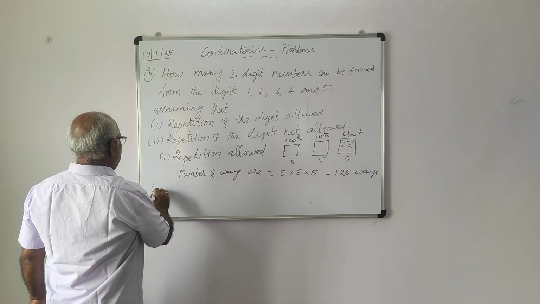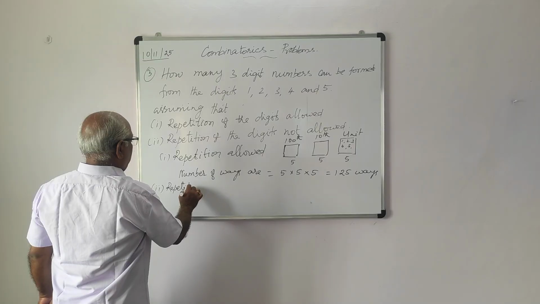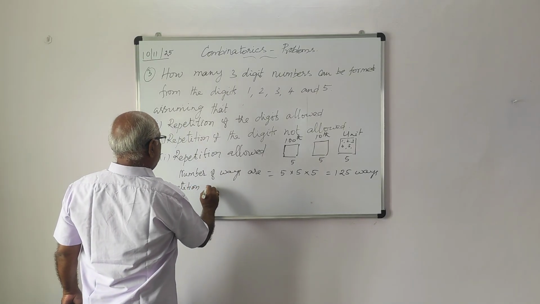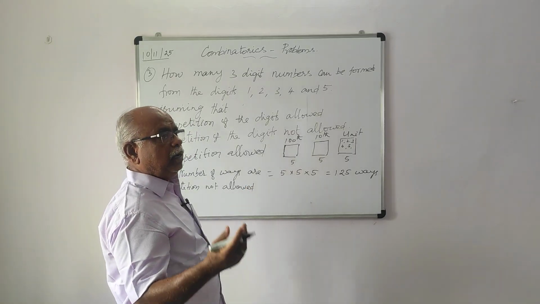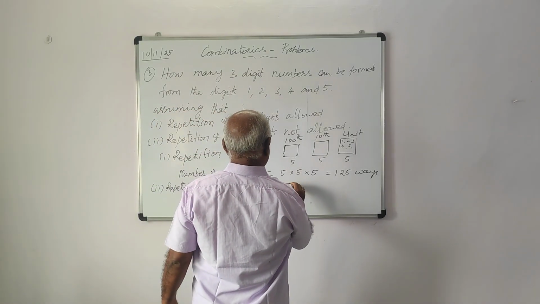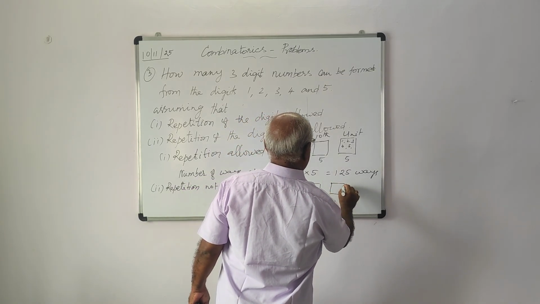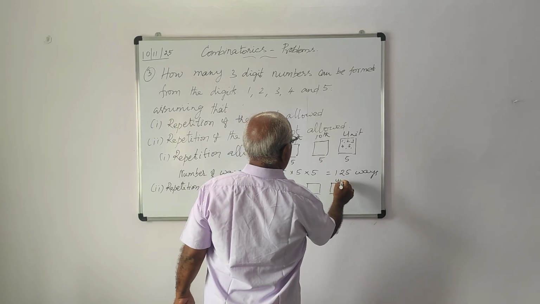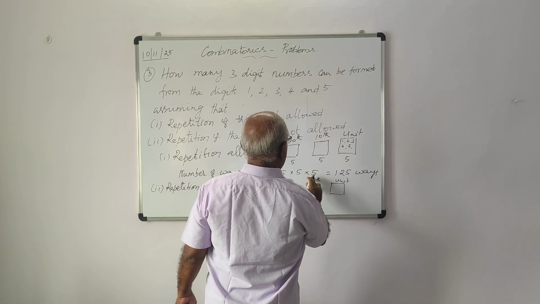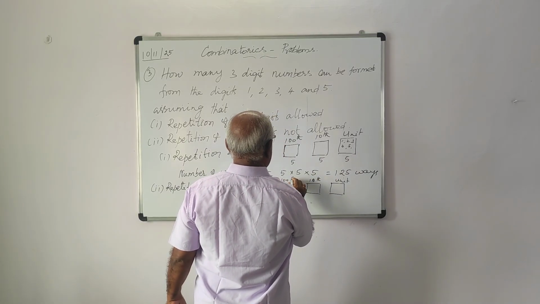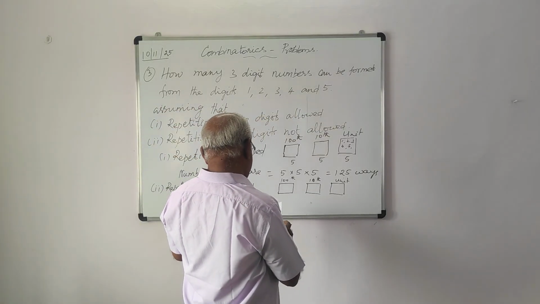Second one, repetition not allowed. Repetition not allowed means you have to use one number only one time. Repetition should not be allowed. That means the unit place, the 10th place here, and this is your 100th place. For the unit place, in how many ways can you fill it?